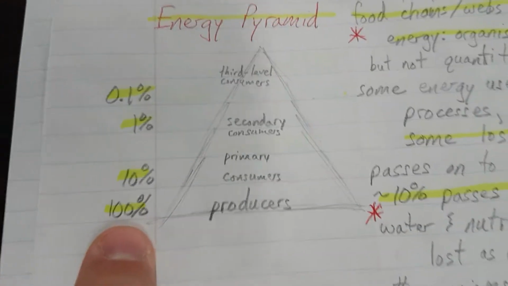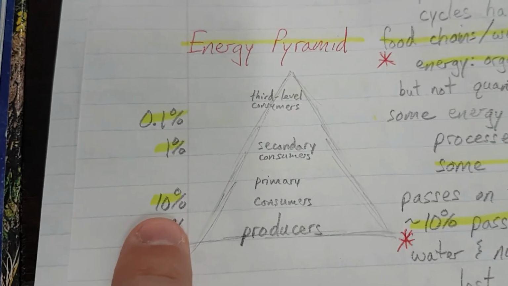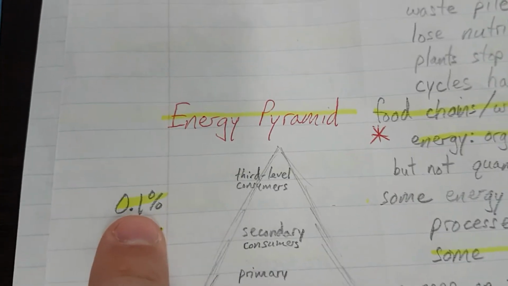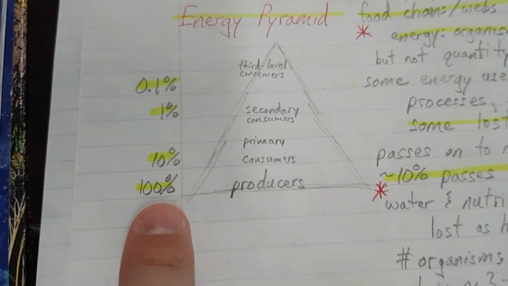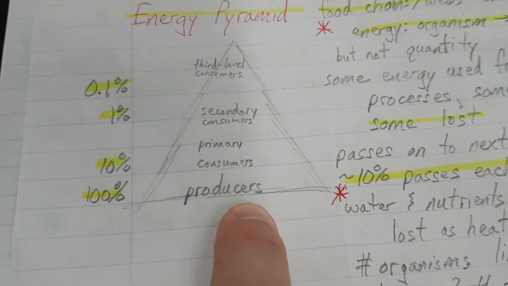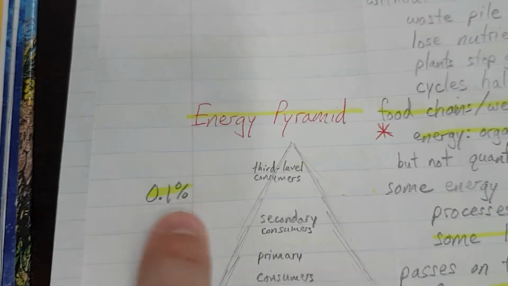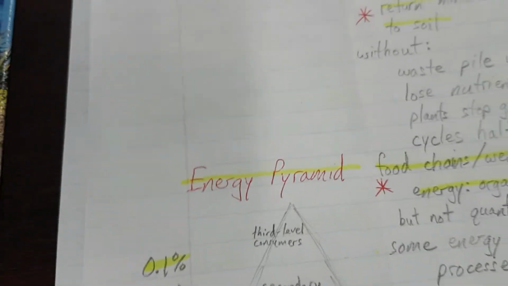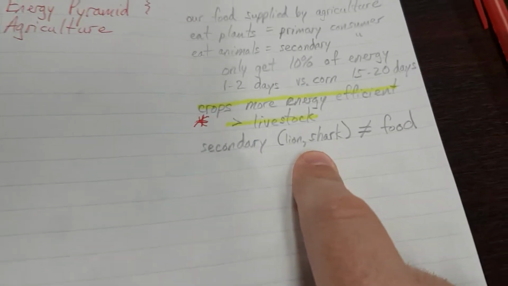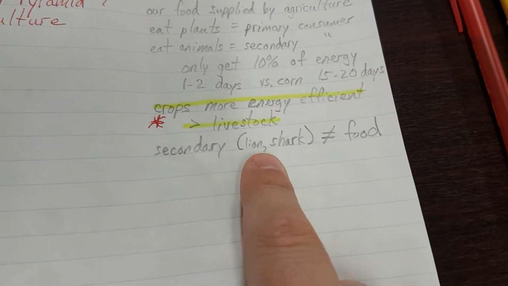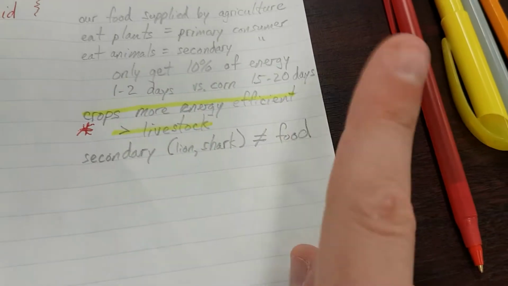That'd be like saying, hey, instead of $100, you're not getting $10, you're not even getting $1, you're getting a dime. Imagine somebody said you could get $100 by eating vegetables and fruits, or you could get only a dime for eating lion and shark. That's why nobody eats lion and shark and hawk and all these other animals. They are not a good source of food.